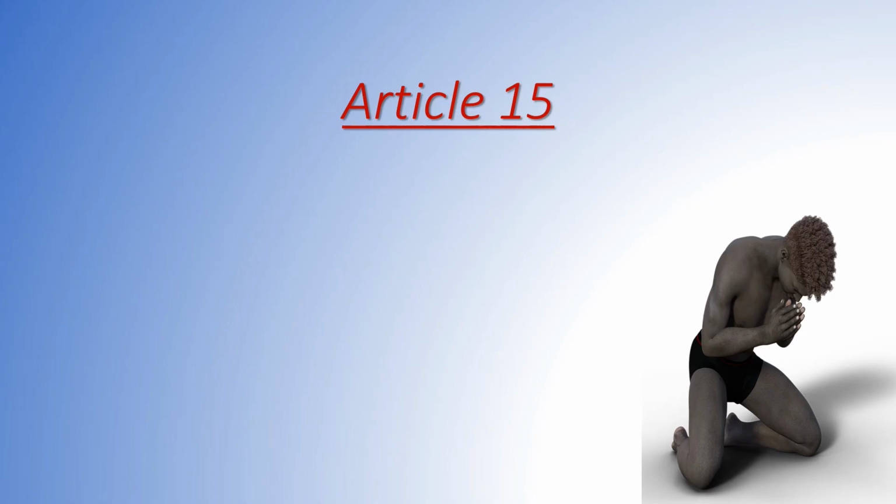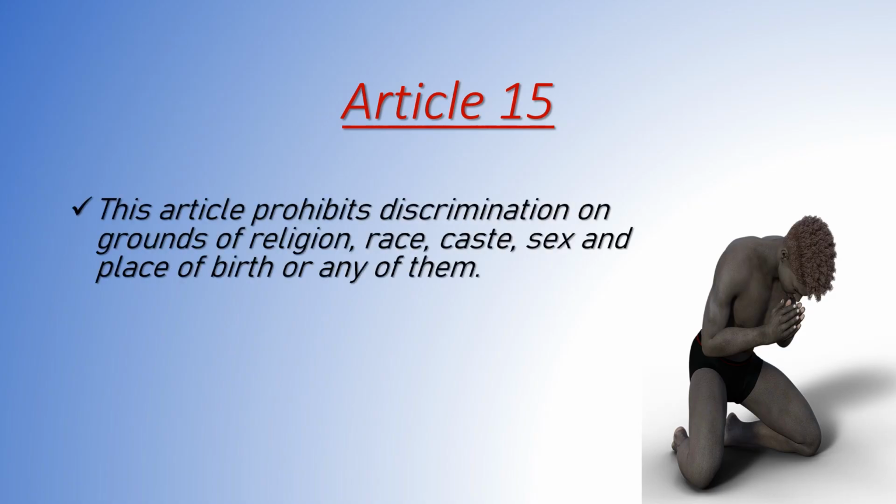Now friends, let's have a look at Article 15. This article prohibits discrimination on the grounds of religion, race, caste, sex, place of birth or any of them. Now what is meant by discrimination? Discrimination means that the state shall not distinguish someone favorably from others. That is, no one can be prohibited from entering a restaurant or theatre or shopping mall, or for that matter any place like that, on these above mentioned grounds, like basing on his religion.